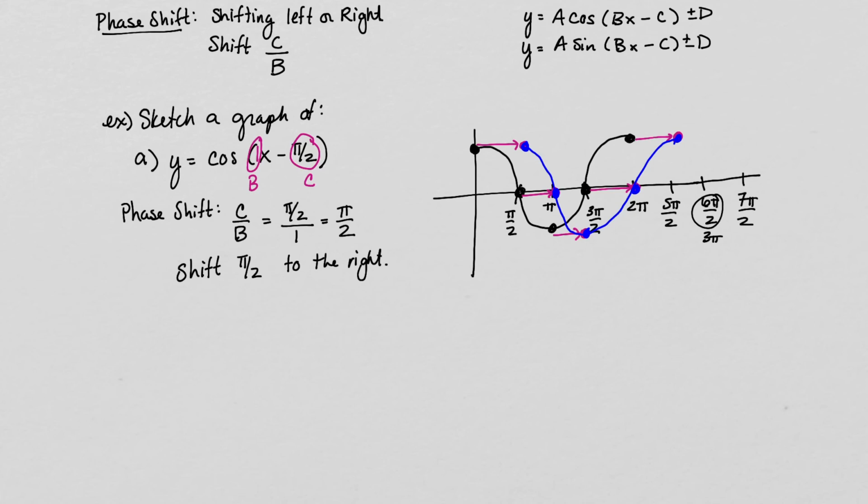What about B here? y equals the sine of 3x minus pi. So again, here's my B, and I'm subtracting that pi, so here's my C.